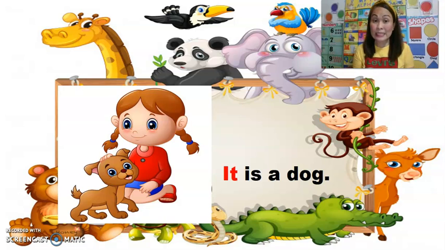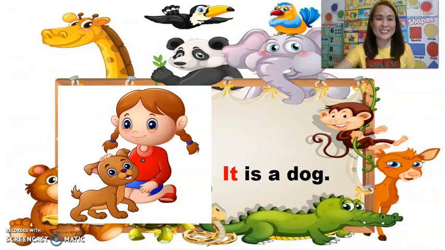Why do we use the word it? Because dog is only one. Now, remember what I have told you a while ago? We only use the word it when we are referring to only one object or one animal. So, since dog is an animal, how many dogs? It's only one, right? So that's why we use the word it. Did you get it, kids?